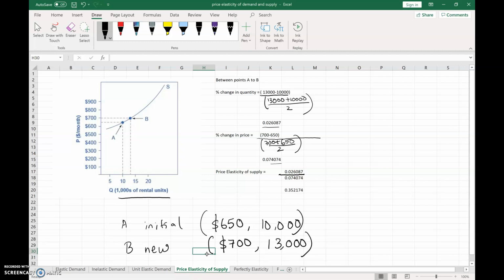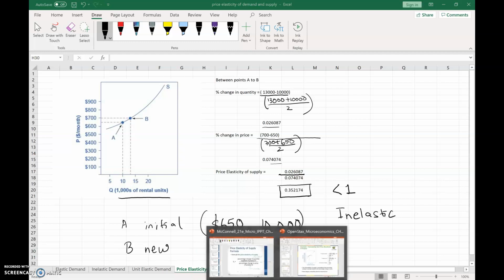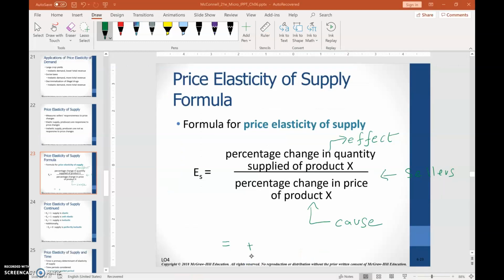So the price elasticity of supply is percentage change in quantity over percentage change in price, and we end up with this number. This number is less than 1. That means the supply is inelastic over this range. If this number was greater than 1, we would say supply is elastic. If this number was equal to 1, we say supply is unit elastic.